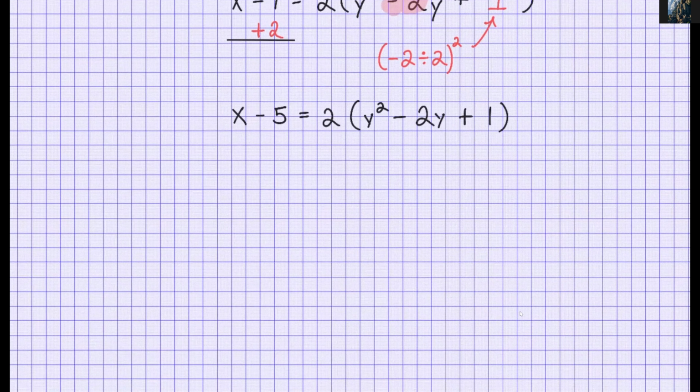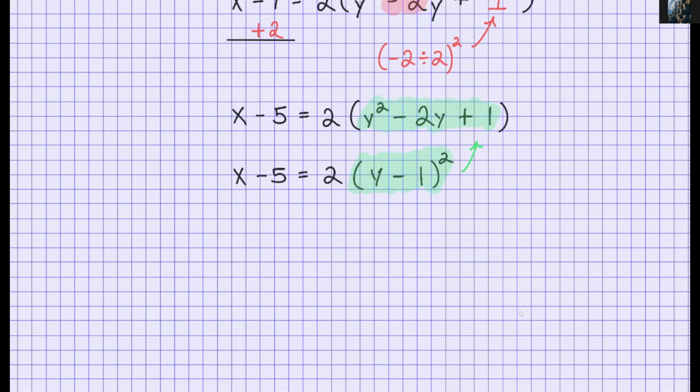And now I can factor the trinomial. Now I can factor these parentheses right here. So I have x minus 5 equals 2 times y minus 1 squared. In the same way as before, what I have here is exactly the same thing that I had before, but it is just factored.